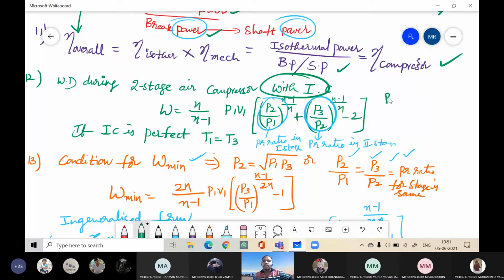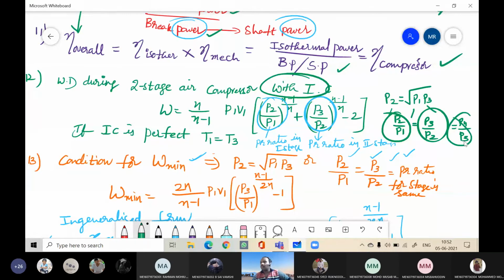For perfect intercooling, the condition is intermediate pressure P2 equals square root of P1 P3, where P1 is the suction pressure, P3 is the delivery pressure, P2 is the intermediate pressure. So from this I can write P2 by P1 is equals to P3 by P2. P2 by P1 is the pressure ratio in the first stage. P3 by P2 is the pressure ratio in the second stage. I can say that when intercooling is perfect, the pressure ratio in each stage is the same. If there is one more stage, then I can write P4 by P3. So that is the condition for perfect intercooling.